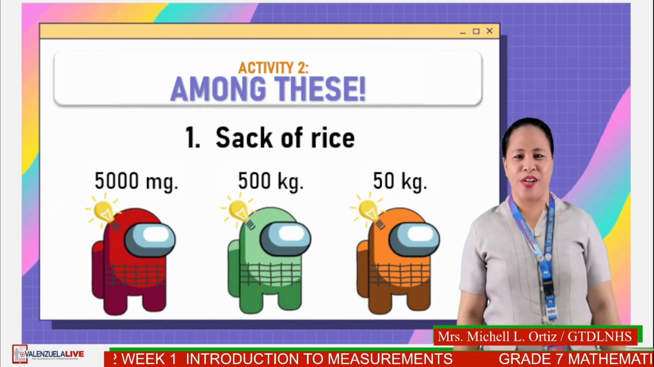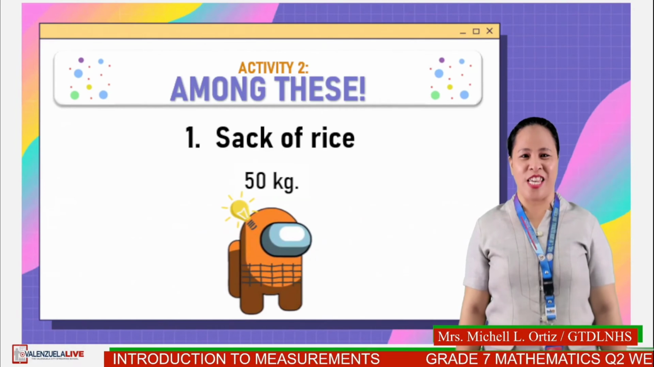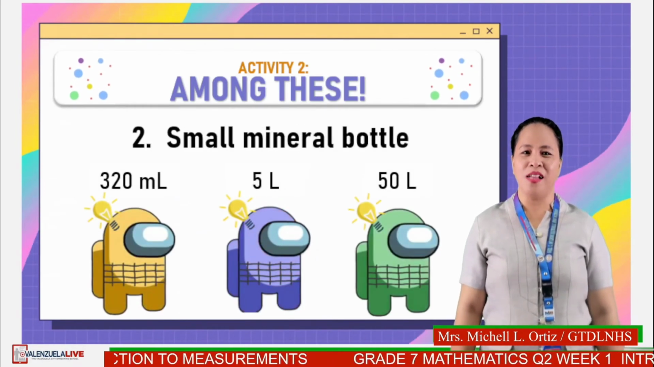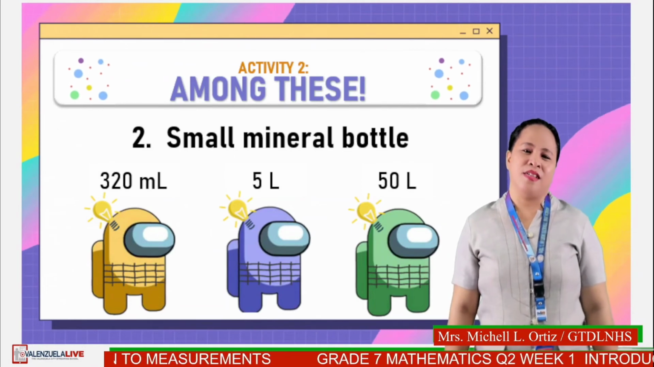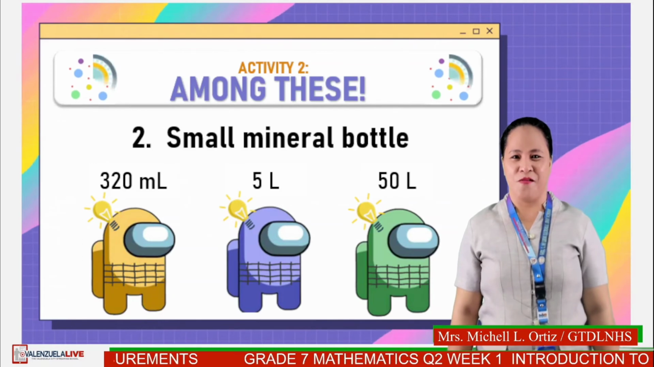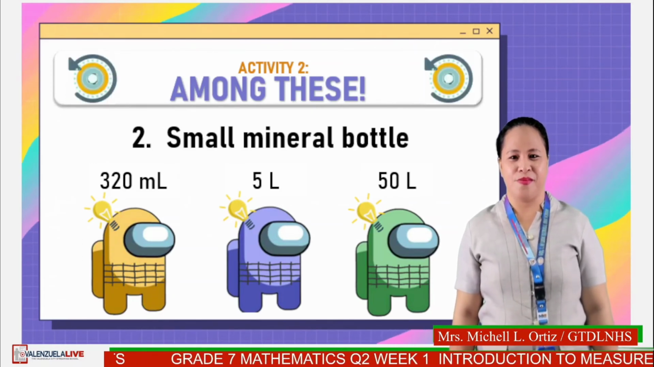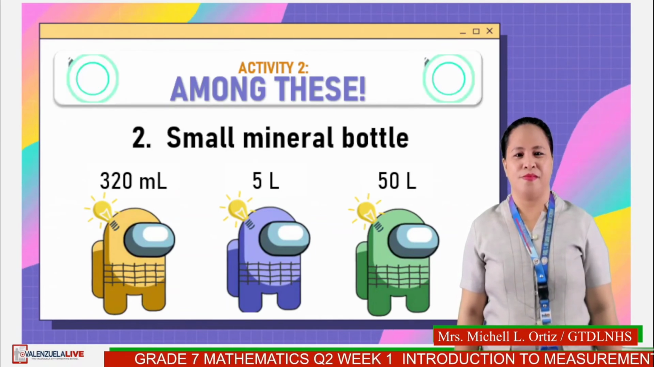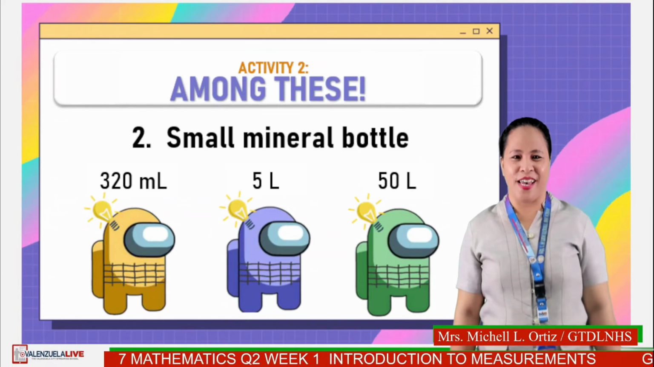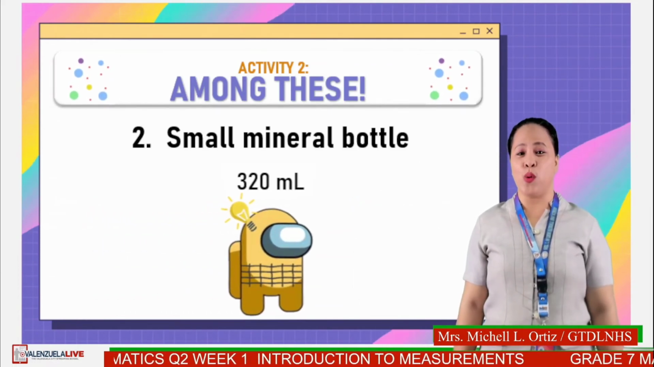The correct answer is orange, 50 kilograms. Number 2, small mineral bottle. Is it yellow, blue, or green? 5 seconds, go! The correct answer is yellow, 320 milliliters.